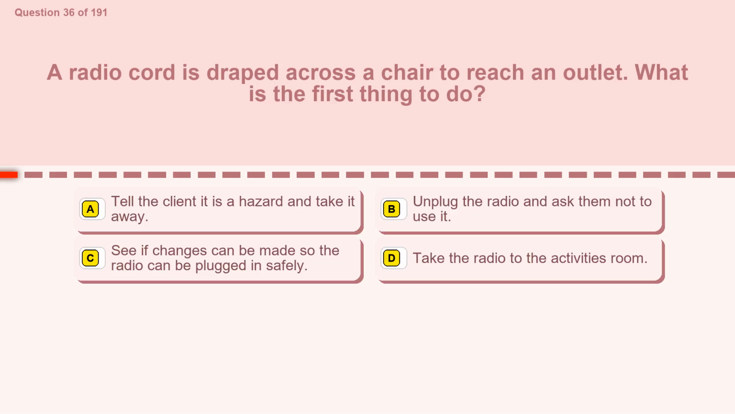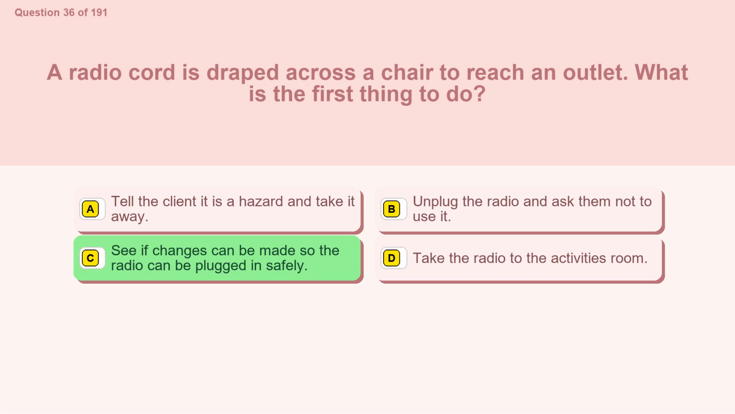Question 36. A radio cord is draped across a chair to reach an outlet. What is the first thing to do? Option A. Tell the client it is a hazard and take it away. Option B. Unplug the radio and ask them not to use it. Option C. See if changes can be made so the radio can be plugged in safely. Option D. Take the radio to the activities room.